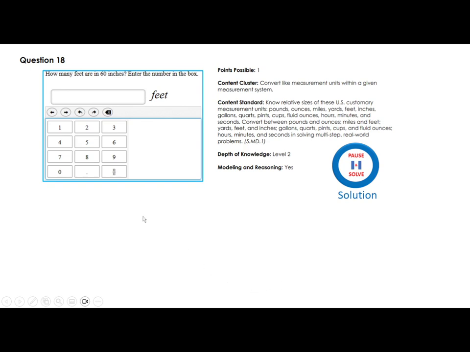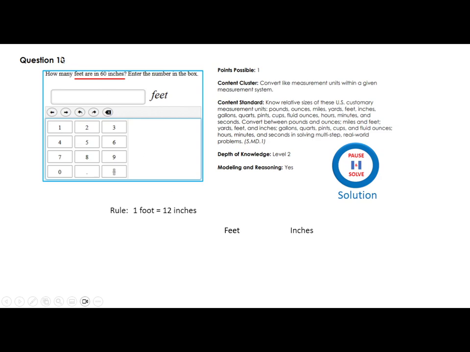How many feet are in 60 inches? Enter the number in the box. Remember, the foot to inches, 1 foot is 12 inches, and I think that would probably be given to you in the reference sheet. So 1 foot is 12 inches. I have 60 inches here.